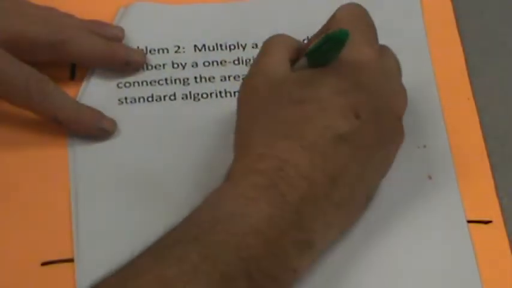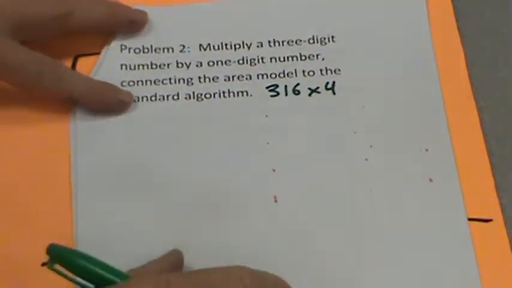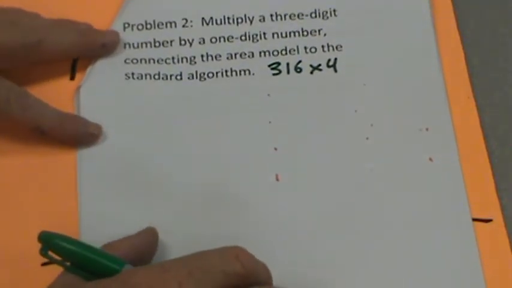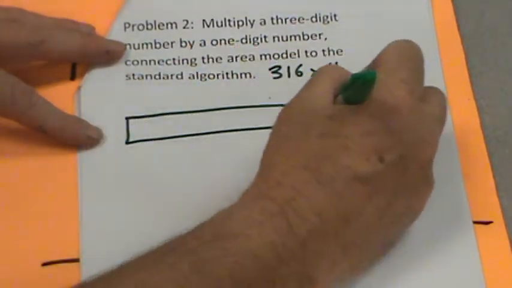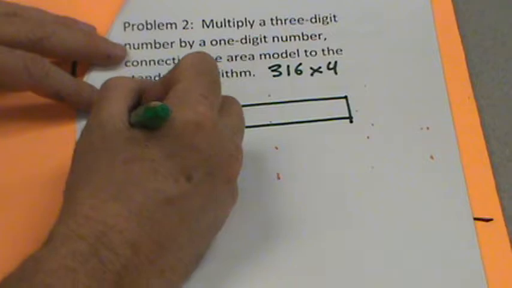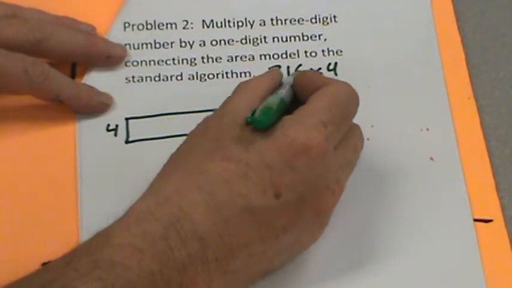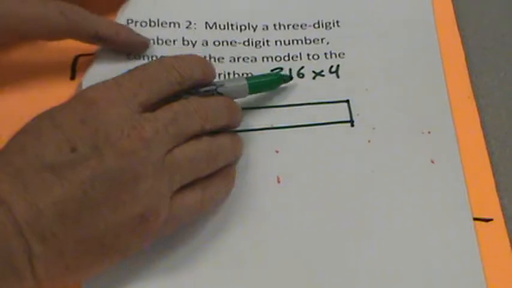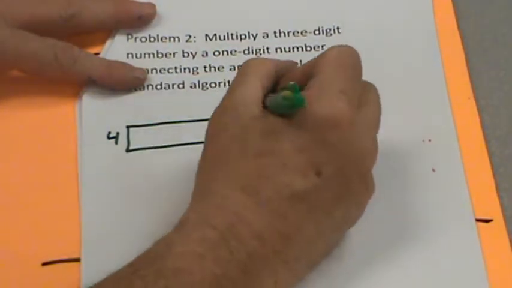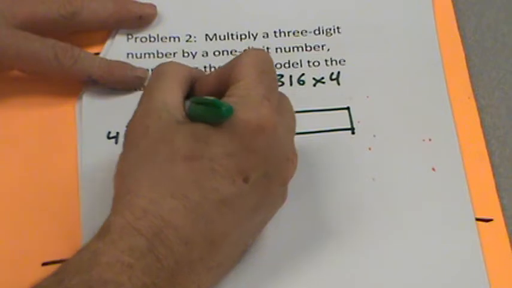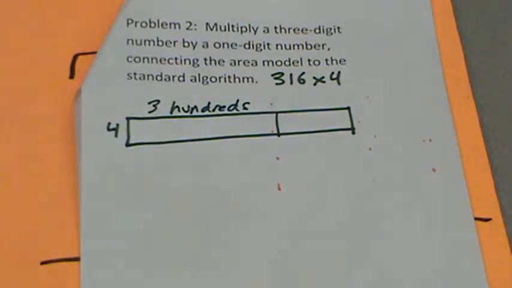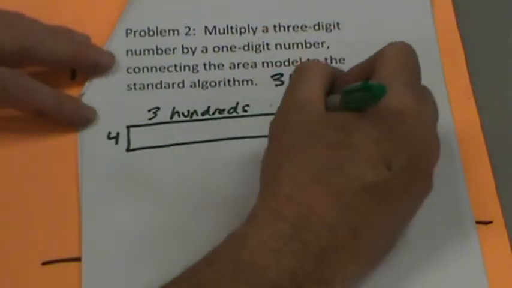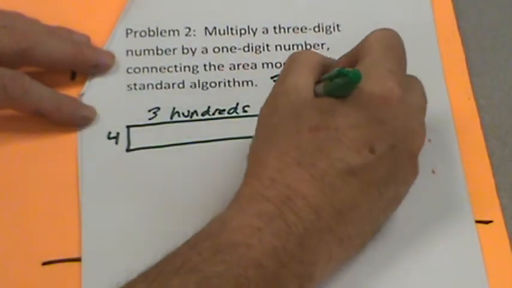So let's start with this equation. 316 times 4. So we have 316 times 4. We're going to make an area model, okay? So we have our 4 here, and we're going to multiply it by 300, by 10, and by 6. 300, 10, 6. See how that works? So 4 times 300. Go ahead and write that down. 4 times 10.